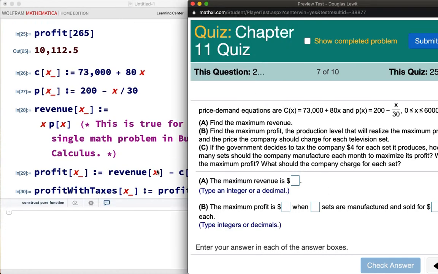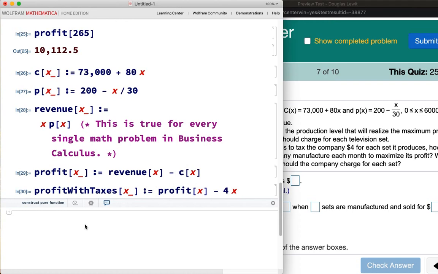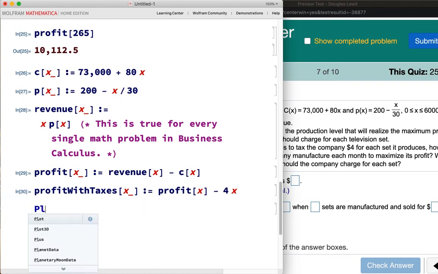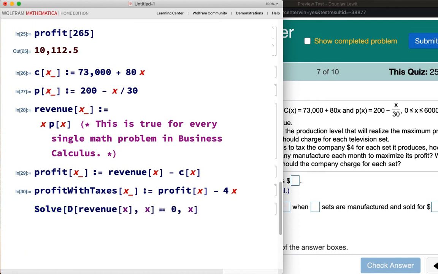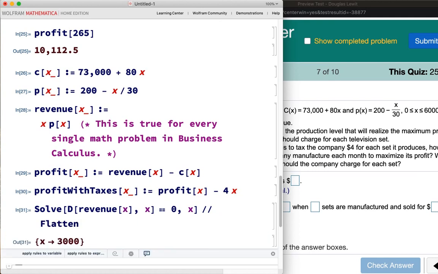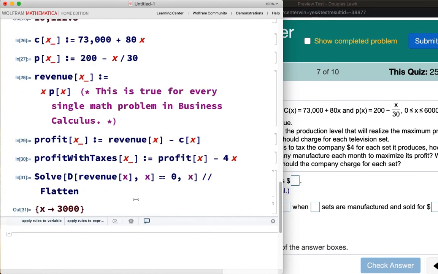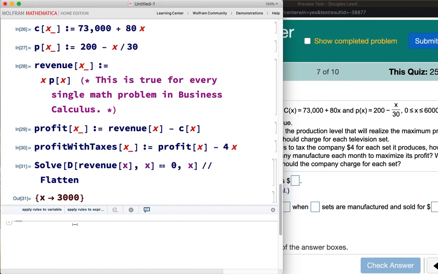So let's maximize the revenue. Let's see, derivative. The derivative of the revenue function of x with respect to x. And let's set that equal to 0. Okay, that's going to be 3,000 television sets. Now let's make sure that the second derivative is really negative at that point. It should be, but let's just check, and then we know for sure we have a maximum point.